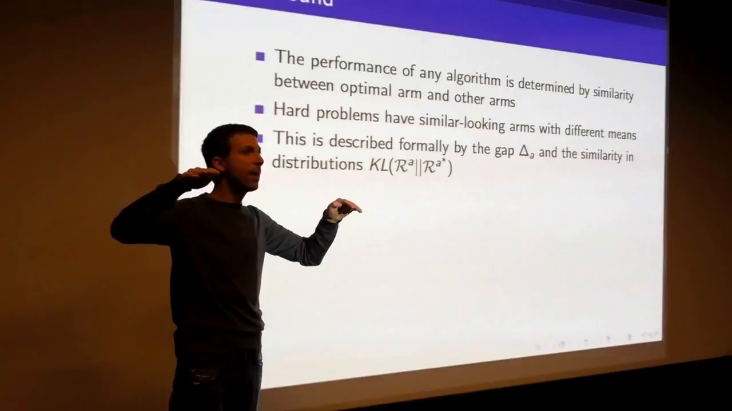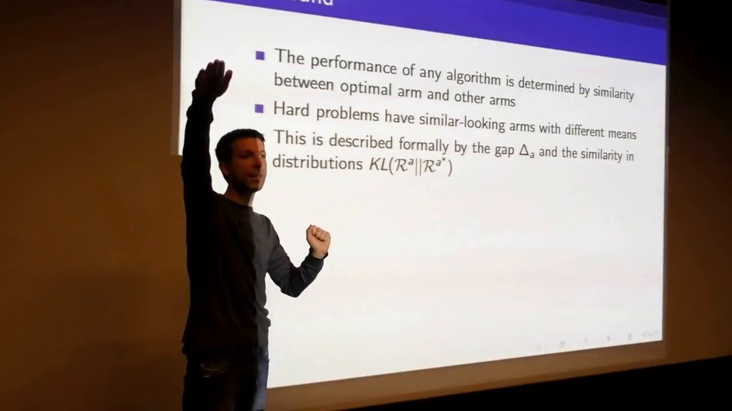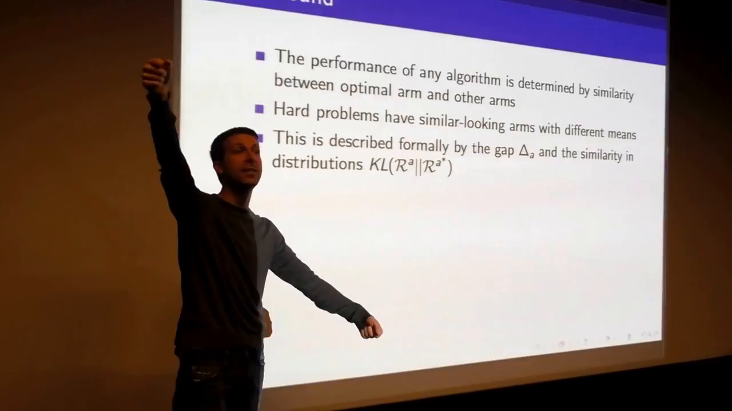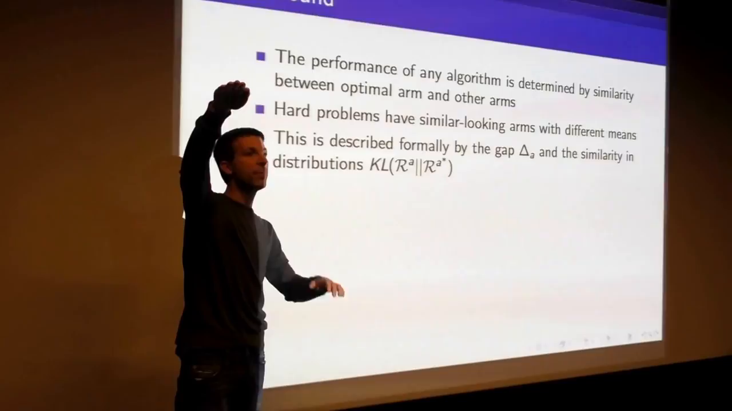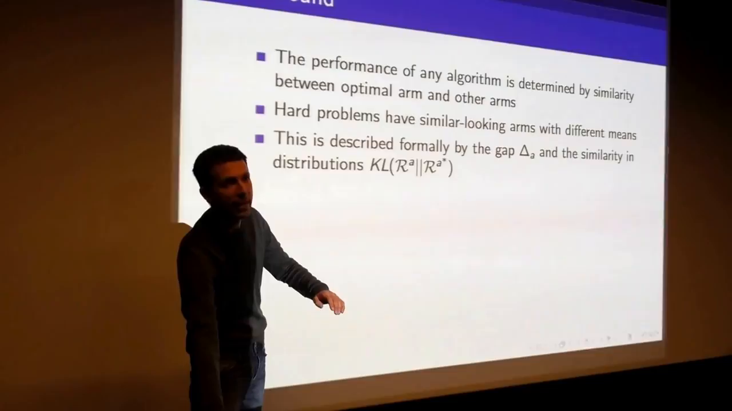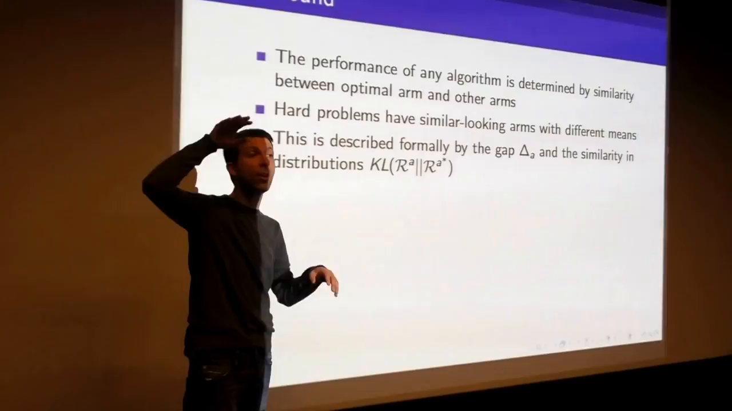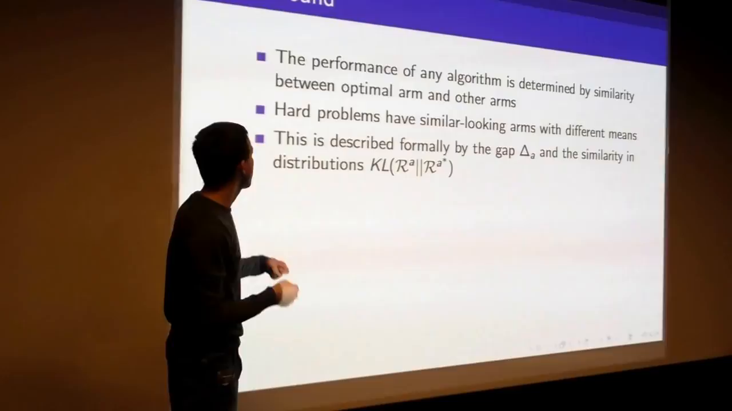So what's an easy problem? An easy problem is one where you've got one arm that's obviously good and one arm that's obviously bad. You try this once and it gives you a good answer, you try this once and it gives you a bad answer, you're done, it's easy. A hard problem is something where you've still got one arm that's much better than the other, but there's a lot of noise on these things. Sometimes you take this one and it ends up looking really terrible, sometimes you take this one and it ends up looking really good, so it's really hard to disambiguate them and you're making a lot of mistakes. It takes you a really long time to figure out that this arm is actually much better than this one. So the hardest problems have similar looking arms with different means. It's hard to tell the difference between them.